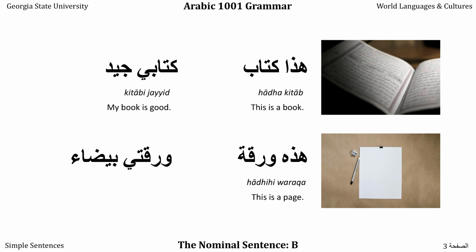So if we put a suffix on it, we have to untie it. Remember, ta marbuta means tied up ta. We have to untie it and change it back into regular ta. So we don't say waraqa'i, we say waraqati. And it makes it definite because we're putting a possessive pronoun on it, and that makes this a sentence. Waraqati bayda, my page is white, or really, my page is blank.